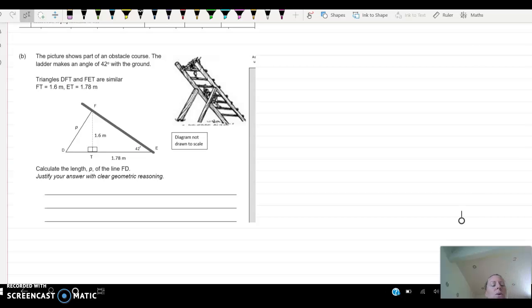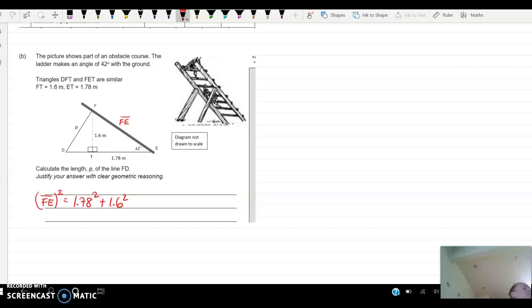Oh yeah, cool, okay. So you'll be able to find, and I might not do all of the bits and pieces for this one, but use Pythagoras. What I would do if I was doing this, use Pythagoras to find this length here, FE. Okay, and let's go through and do it. So line FE squared is going to be 1.78 squared plus 1.6 squared.